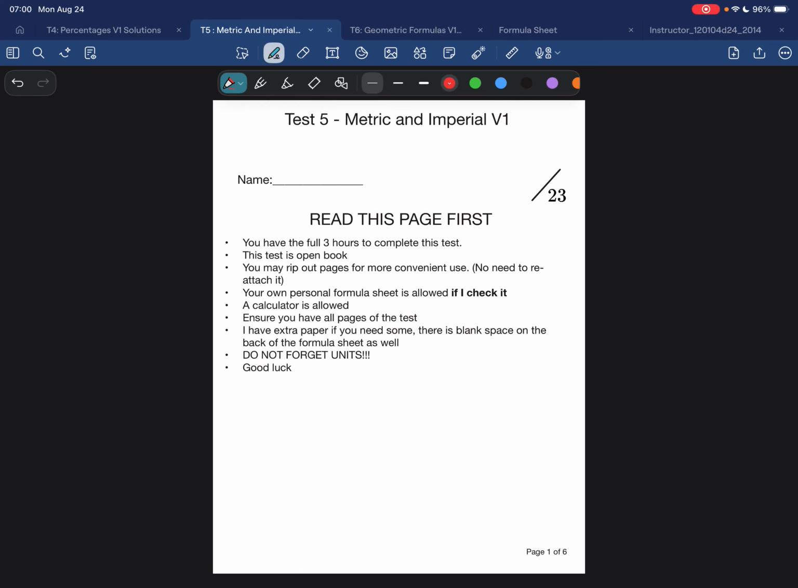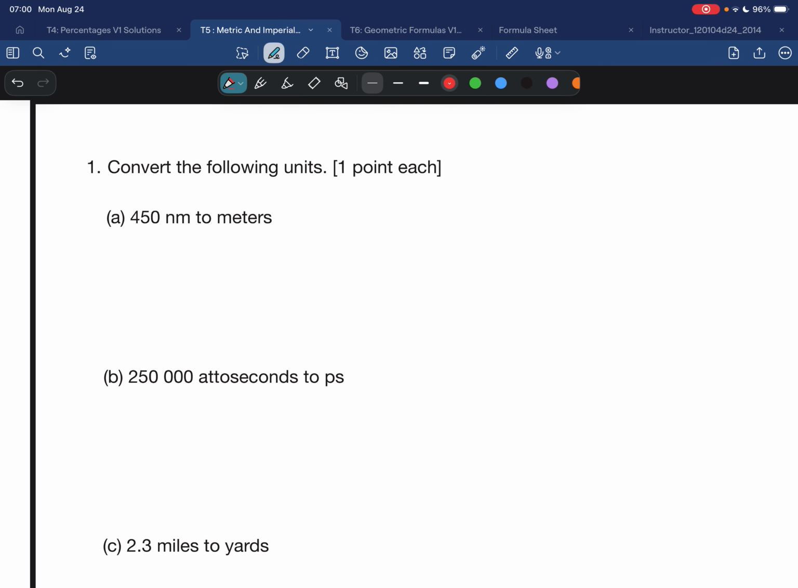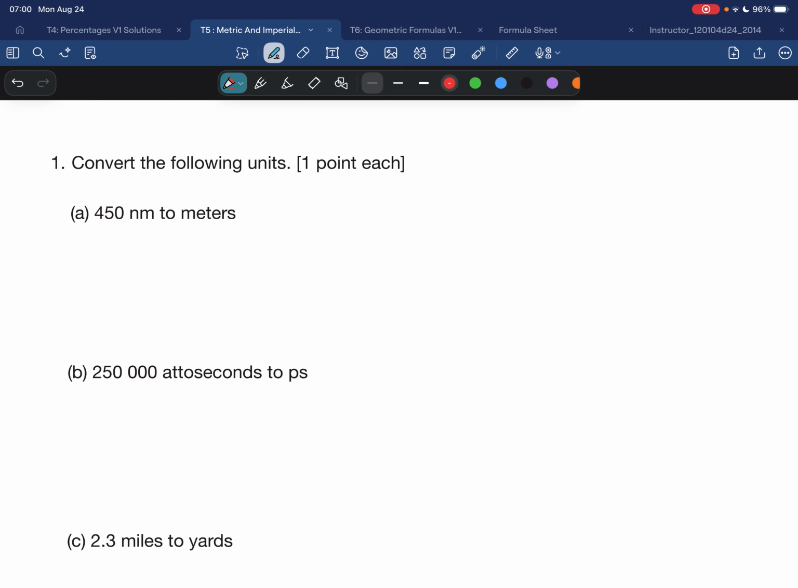This is test 5, metric and imperial unit conversions, version 1, and the solutions for it. So let's get right into it. Convert the following units, 1 point each, 450 nanometers to meters.